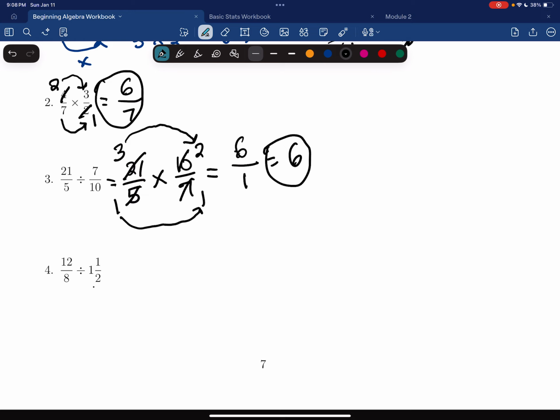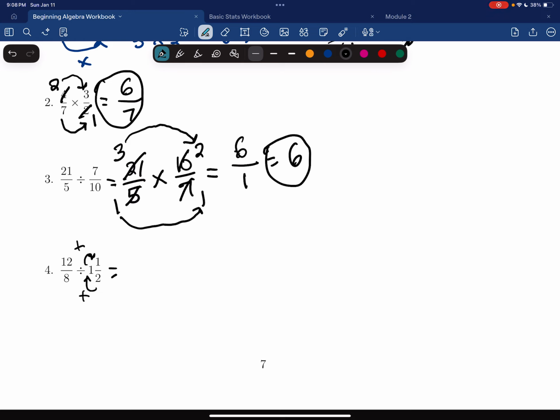So we're going to have to first convert this mixed number. So we're going to have to multiply 2 times 1, and then we're going to add 1. So 2 times 1 is 2, and 2 plus 1 is 3.